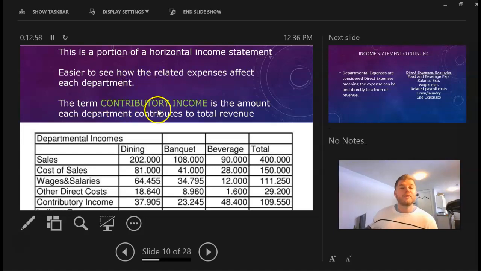The term contributory income is the amount each department contributes. So the dining room department, the banquet department, the beverage department. How much do these contribute to the total revenue? Sorry, I'm getting stuffed up here.